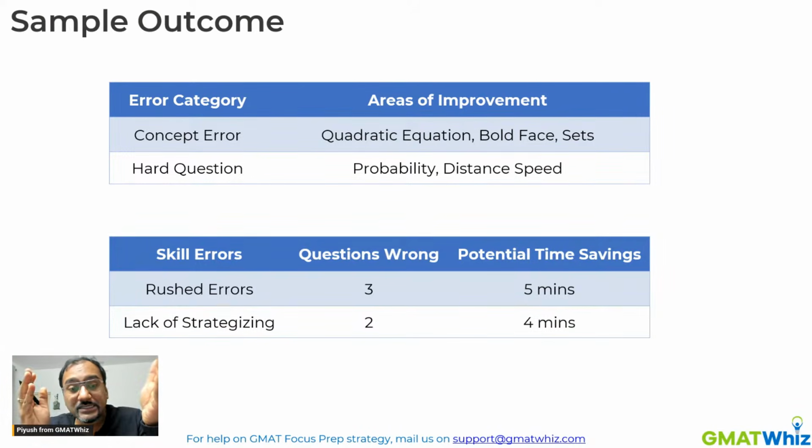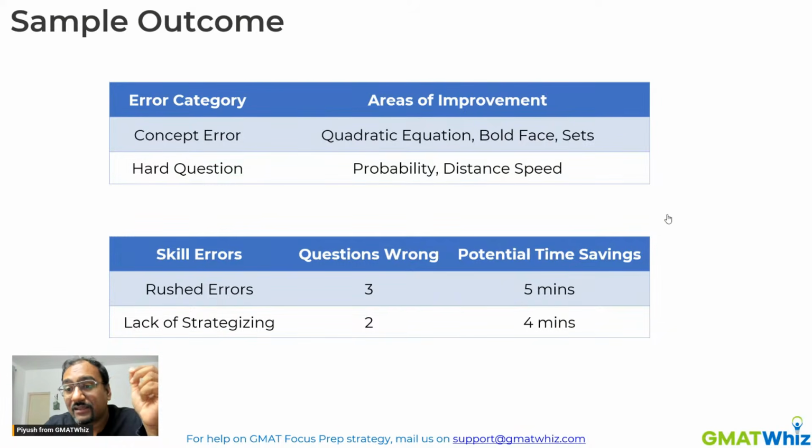But my point is that if you really want to understand the impact of these things, also note down the time that you are wasting, the potential time savings that can happen because of that. And lack of strategizing is another thing. A lot of times you see a question, you jump right into solving it without focusing on why and how you should actually solve the question. You don't do that sometimes, and that leads to you taking extra time on questions.